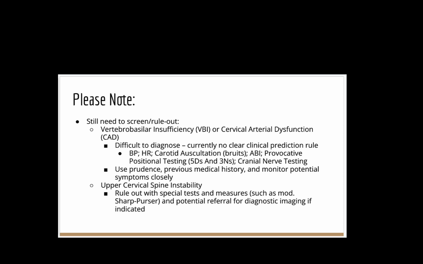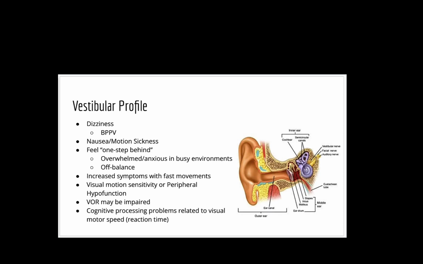As I'm looking at upper cervical spine instability, I see that I put on there the modified Sharp-Purser, but there are also things like the alar ligament test that you have probably learned as well. So make sure that you're doing your due diligence to screen and rule this out, just to be safe for your patients. Let's move on to the next profile.